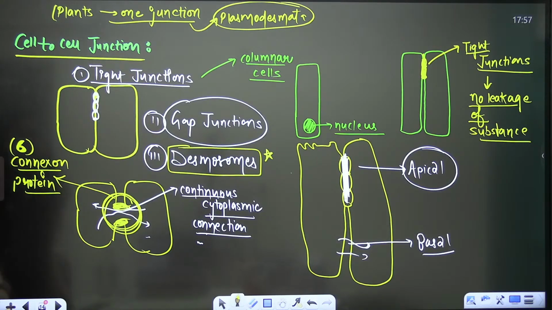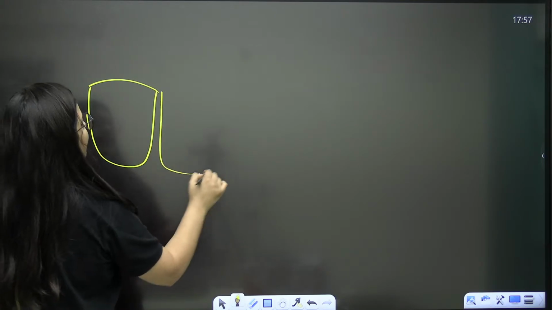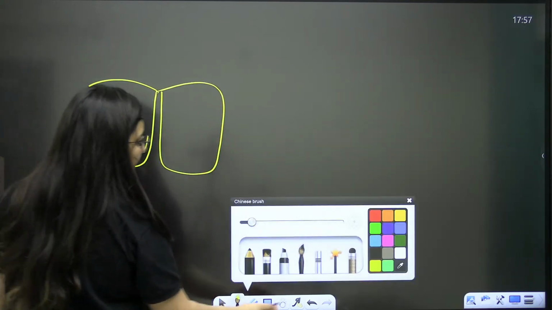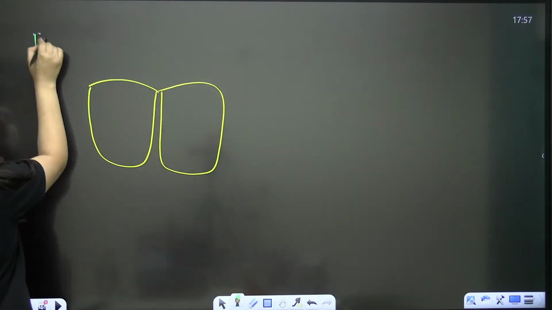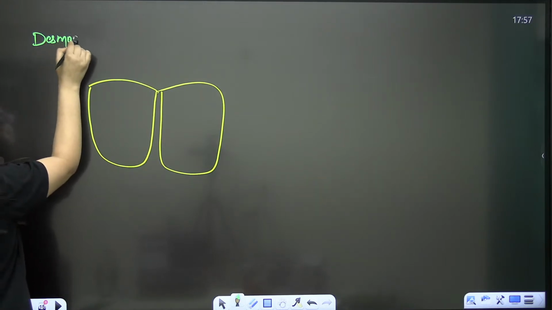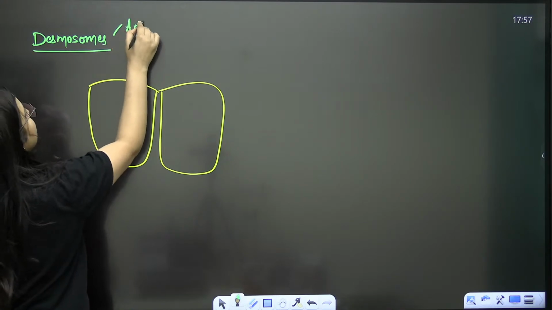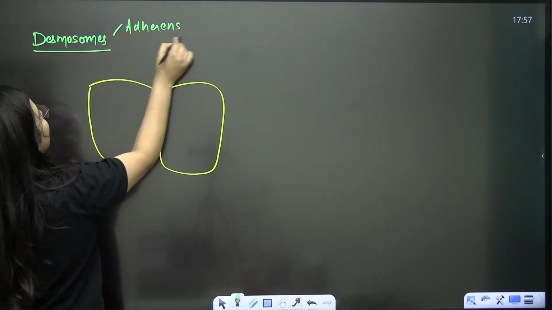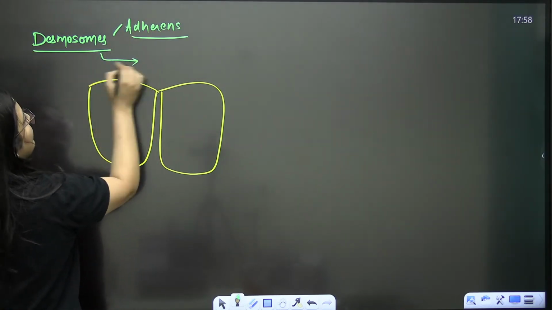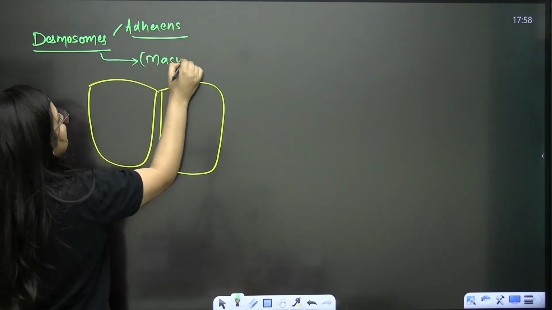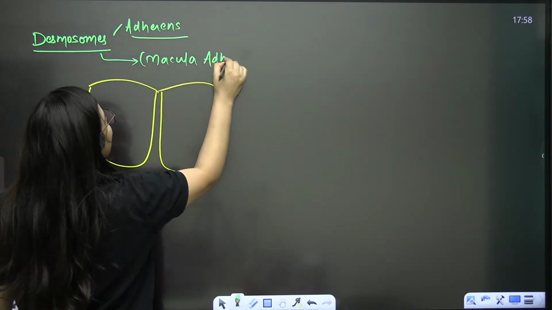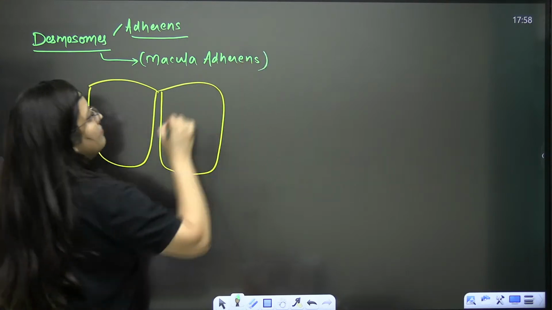Now in the case of desmosomes, they help in the attachment of two cells. They are meant for adherence, obviously for the joining, the connection, the cementing. It is also known as macula adherens. Adhere means to join.